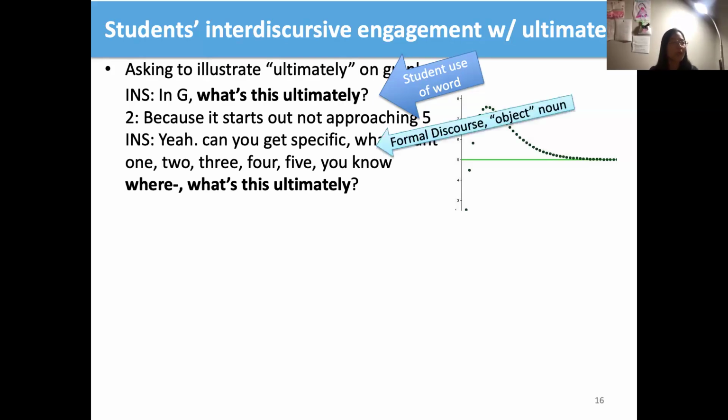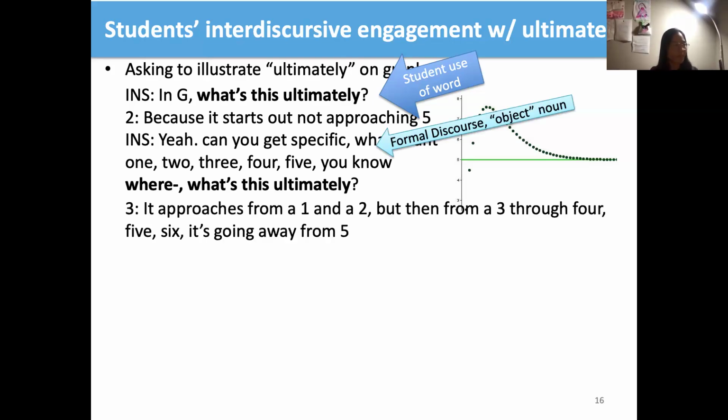Here, he's using "ultimately," which is obviously an adverb, just like a noun. So the object in mathematics, which is usually realized as nouns or noun phrases or symbols. And student 3 responded, "It approaches from A1, A2, but then from A3 to 4, 5, 6, it's going away from 5." And then one said, "It'd be 6 on," and that's when the instructor agreed by repeating it.